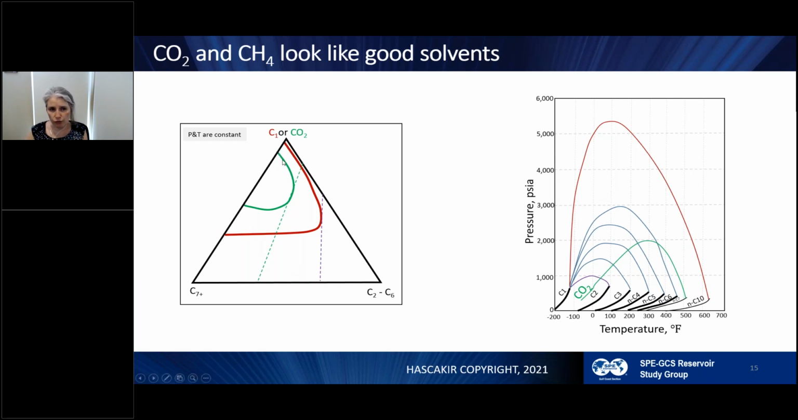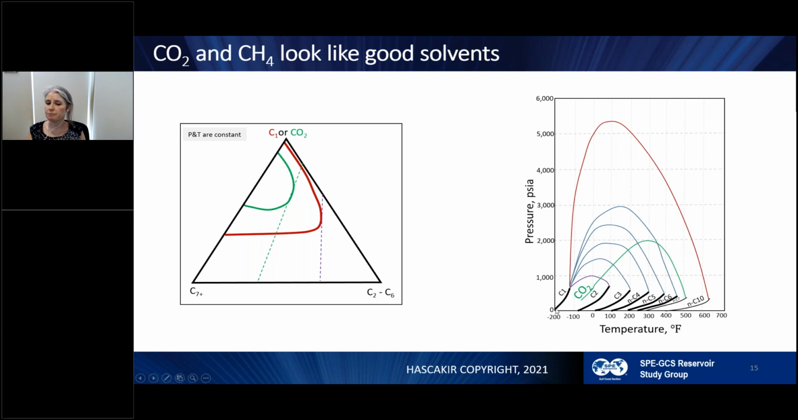As you can see, the two-phase envelope of carbon dioxide is given in green, and the two-phase envelope for methane is given in red. The methane phase envelope is greater than the carbon dioxide phase envelope at constant pressure and temperature, which means that with methane it is less likely to get miscibility, but with carbon dioxide I have more hope. So this is at constant pressure and temperature. Let's check with varying pressure and temperature for different hydrocarbons.